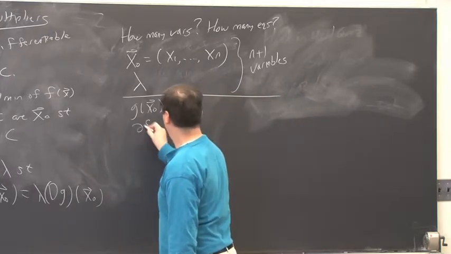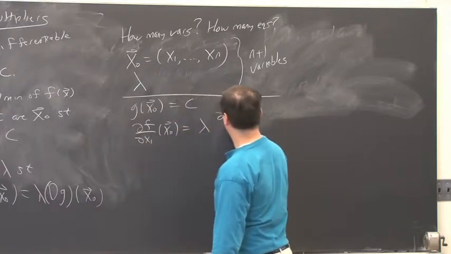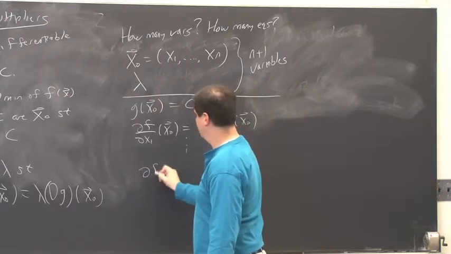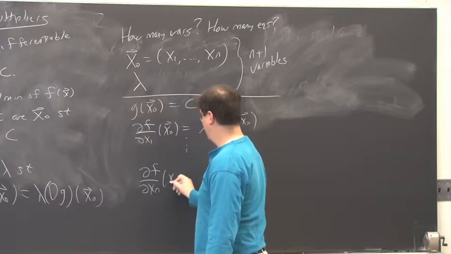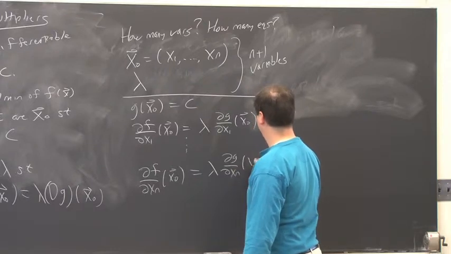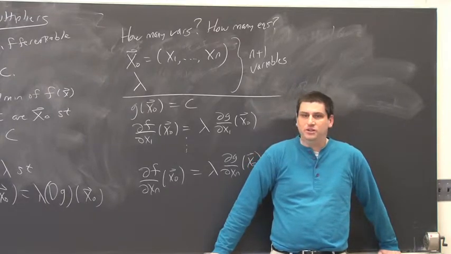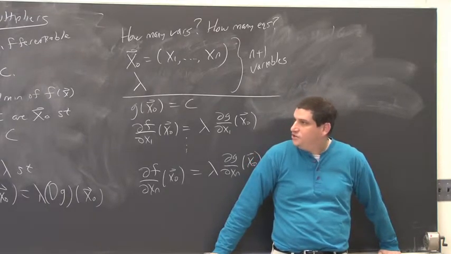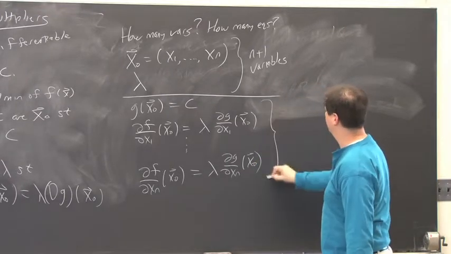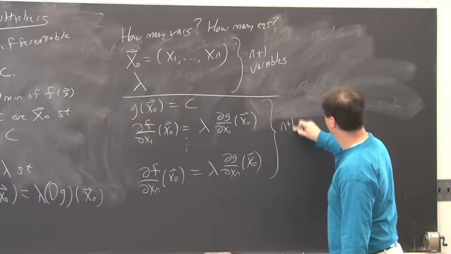I get df dx1 at x naught equals lambda dg dx1 at x naught, dot, dot, dot, df dxn at x naught equals lambda dg dxn at x naught. This is unwinding grad f equals lambda grad g. Grad f and grad g have n components, so I get n equations. How many equations do I have overall? N plus 1 equations.